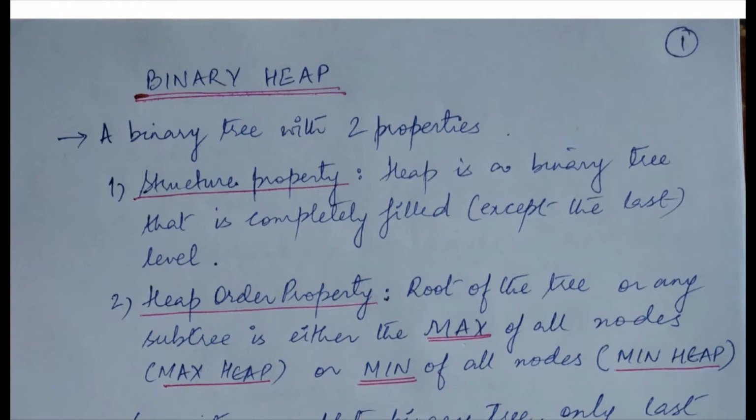A complete binary tree filled up to the last level. The last level can be partially filled, but it is filled in order from left to right. Then the other property is called the heap order property.